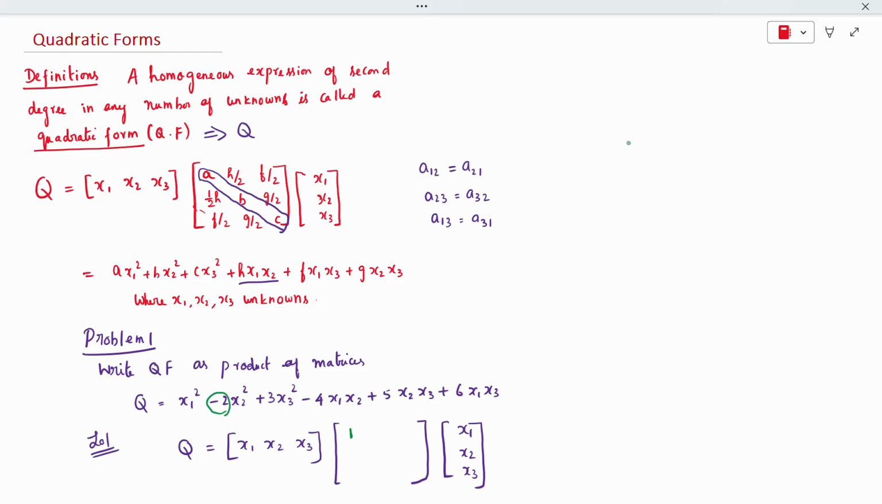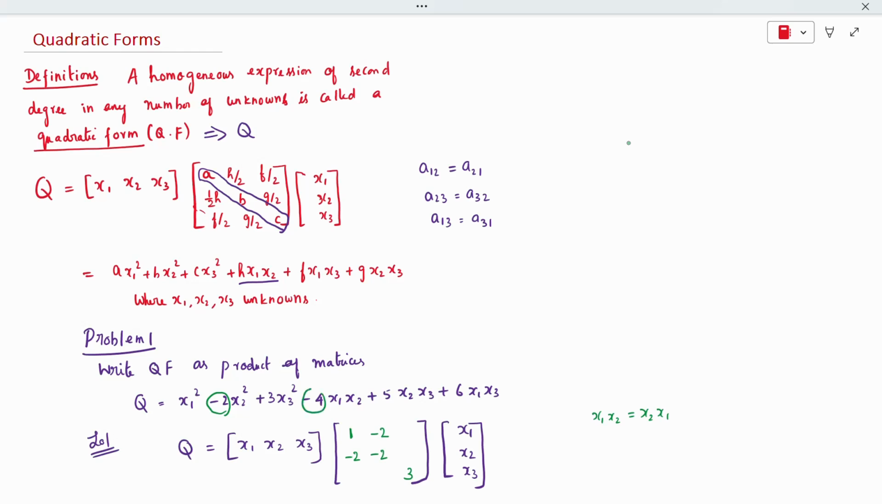Minus 2 will be in the second diagonal element. For x3 the coefficient is 3, so that is the third diagonal element. Now you check x1, x2. x1, x2 is the same as x2, x1, the same element. So I have minus 4. Minus 4 means half of the element in the matrix format. So minus 2 for x1, x2 and x2, x1. So minus 2 filled. Both are the same element.